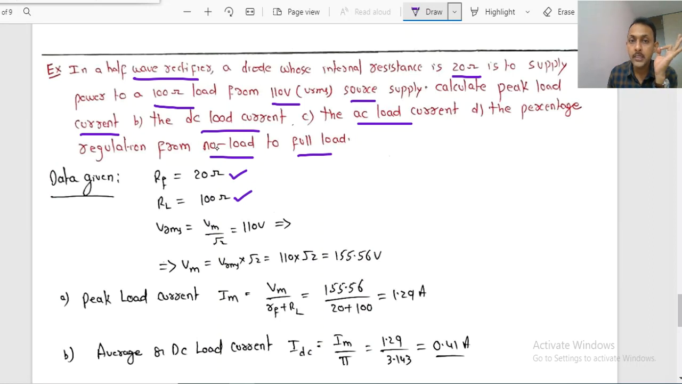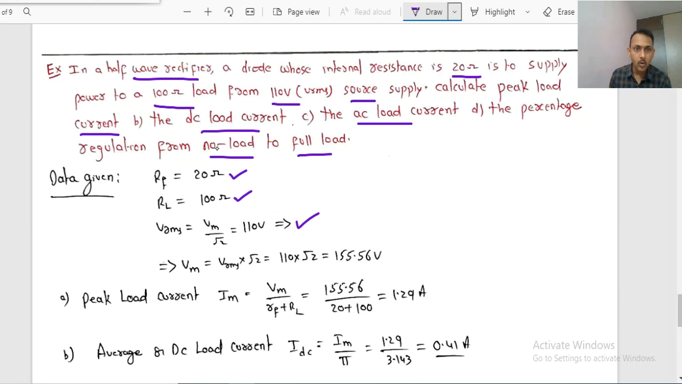Now the voltage is given, source supply 110 volts. If nothing is specified, that voltage indicates the VRMS value. That is not the VM value. That is the VRMS value. So indirectly what does it mean? VM by root 2 is equal to 110. If you assume that 110 as VM, then the entire problem goes wrong. If nothing is specified, the voltage you have to take by default as RMS value.